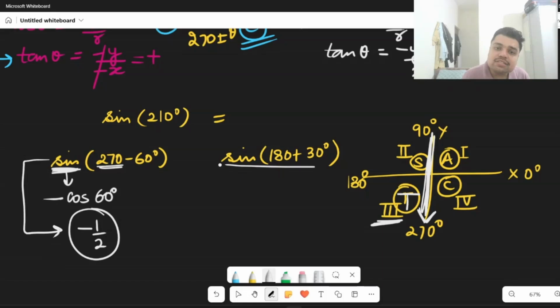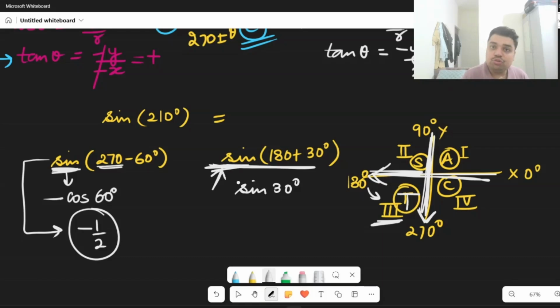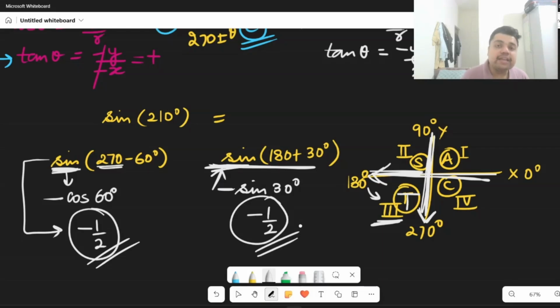So I'm getting minus 1 by 2 from this. Let's check with this. Now I'm comparing 180 plus theta, meaning I'm comparing with the horizontal line, so sine will not change. Sine will be sine 30 degree. Now what is 180 plus theta? 180 is this negative side of the x-axis, plus theta means we are again in the third quadrant. Is sine positive in that quadrant? No, it is negative. What is sine 30, class? It is 1 by 2. Can you see both are absolutely the same? Meaning any possible way you can write, you will get the same result.